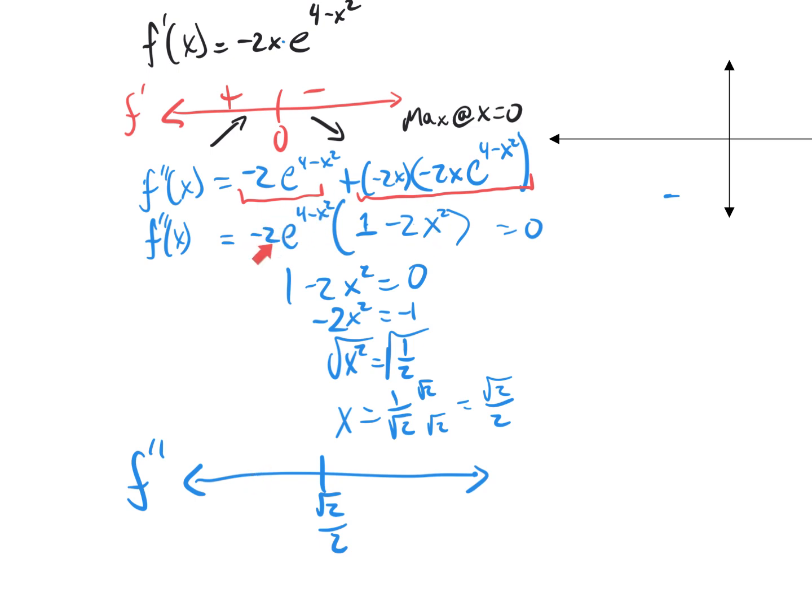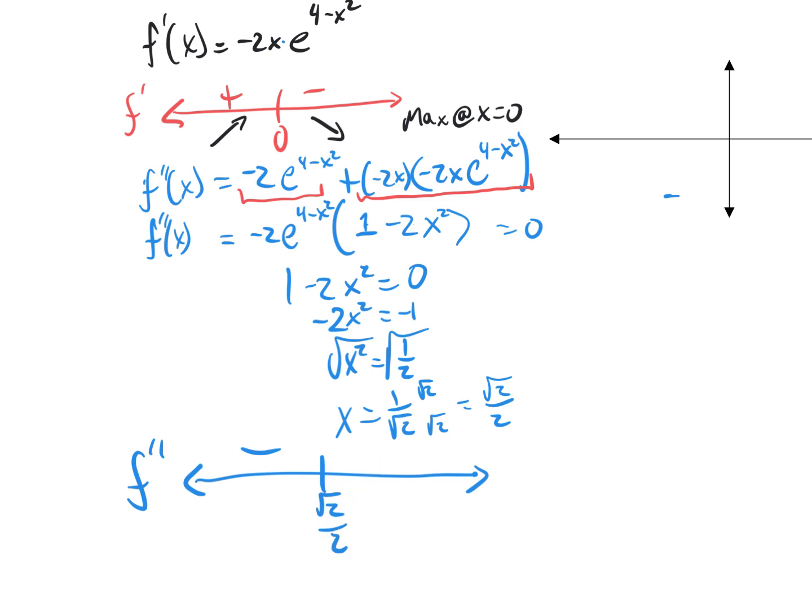Well, that's negative 2 times e to the 4 minus 0. So that whole thing is going to be negative. Plug in 0 here, and we have 1. So this whole thing would be negative. Plug in positive, let's see, this is about 1.4 divided by 2. That's about 0.7. Let's plug in 1.